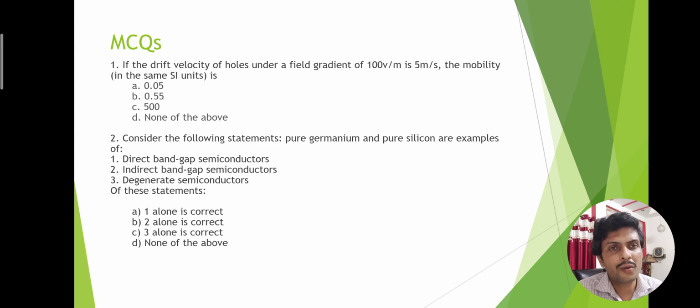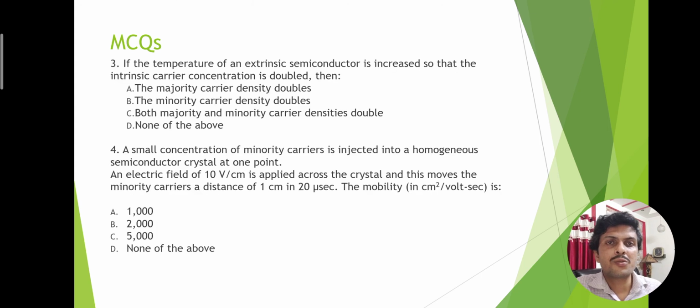Consider the following statements: pure germanium and pure silicon are examples of direct bandgap semiconductors, indirect bandgap semiconductors, degenerate semiconductors. Now of these statements, which are correct? So these are homework that you have to solve. Some other questions are also given.